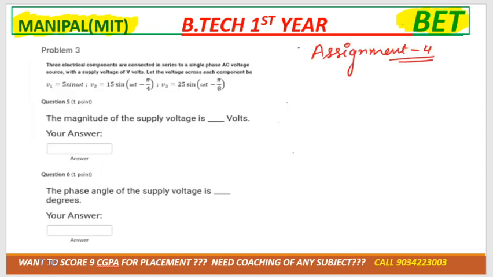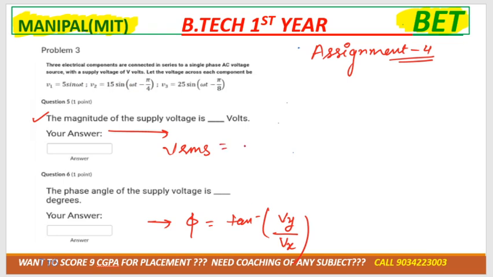Now back to the question, read it, then you will get the magnitude means they are asking the VRMS value, and phase angle means they are asking the phase angle, that is phi is equal to tan inverse vy by vx and VRMS is equal to root of... first your V max will come out, V max is equal to root of Vx square plus Vy square. Then you will get the value for RMS, that is VRMS is equal to Vmax by root 2.